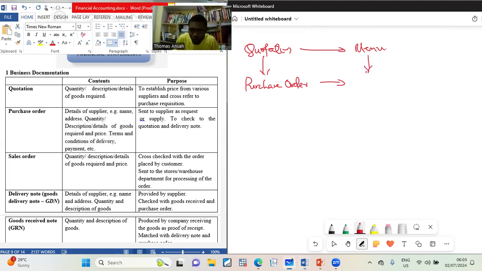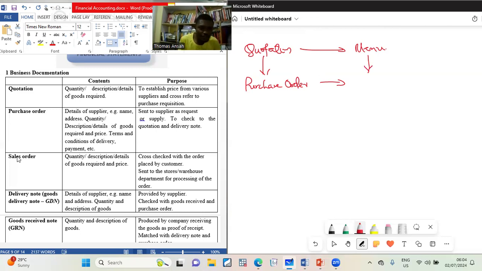Now you tell the person, okay, I want this sandwich, I want this jollof rice with sauce, or assorted fried rice, or whichever one you want. So once you do that, you have actually sent the document to the supplier to verify what he has and what he is able to supply you.